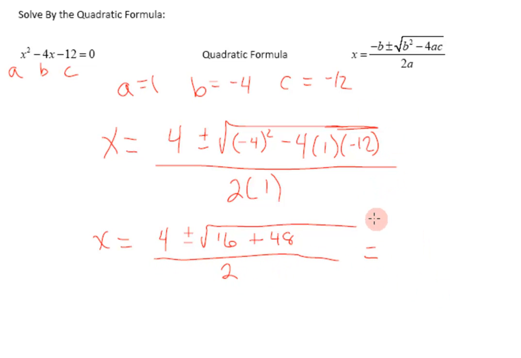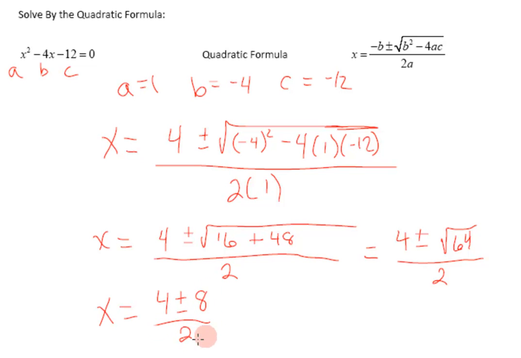Continue on. So we have 4 plus or minus, oops, that's a 4. Sometimes when I write too close it connects that. 4 plus or minus the square root of 16 plus 48, square root of 64, all over 2. Well, square root of 64 is 8, so I just got to keep going. 4 plus or minus 8 all over 2. Okay, and then my two answers are 4 plus 8 over 2 and 4 minus 8 over 2.